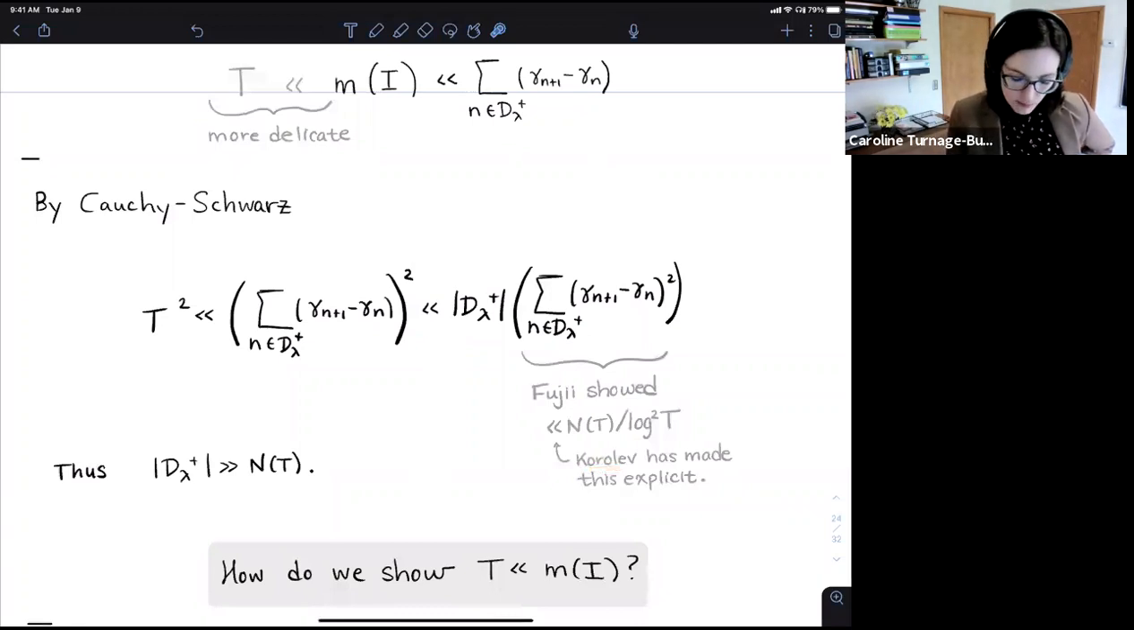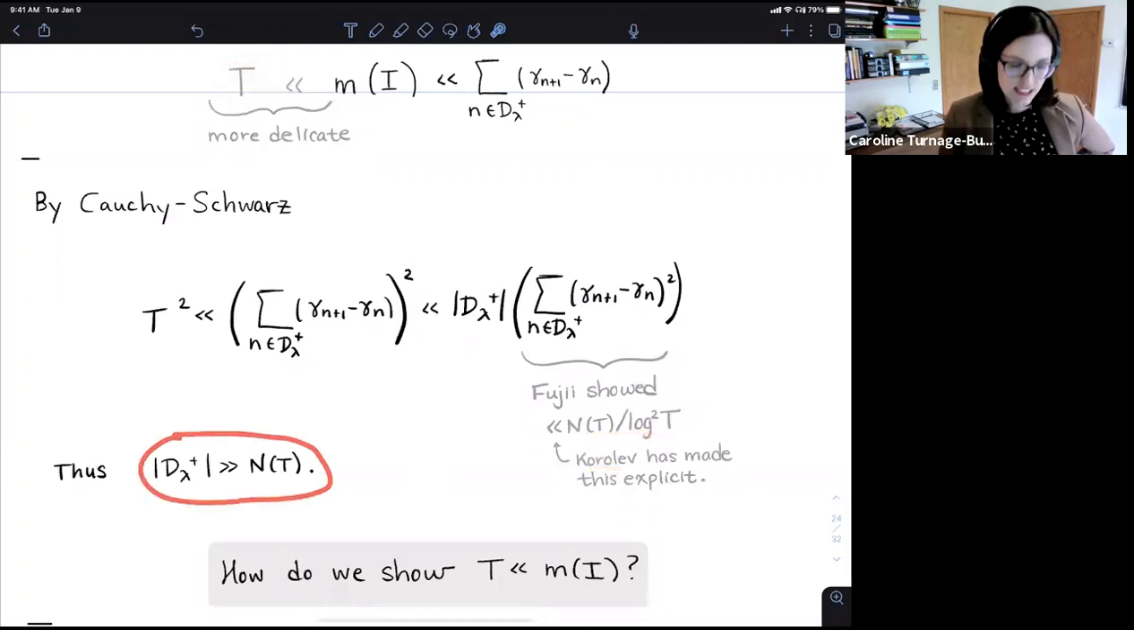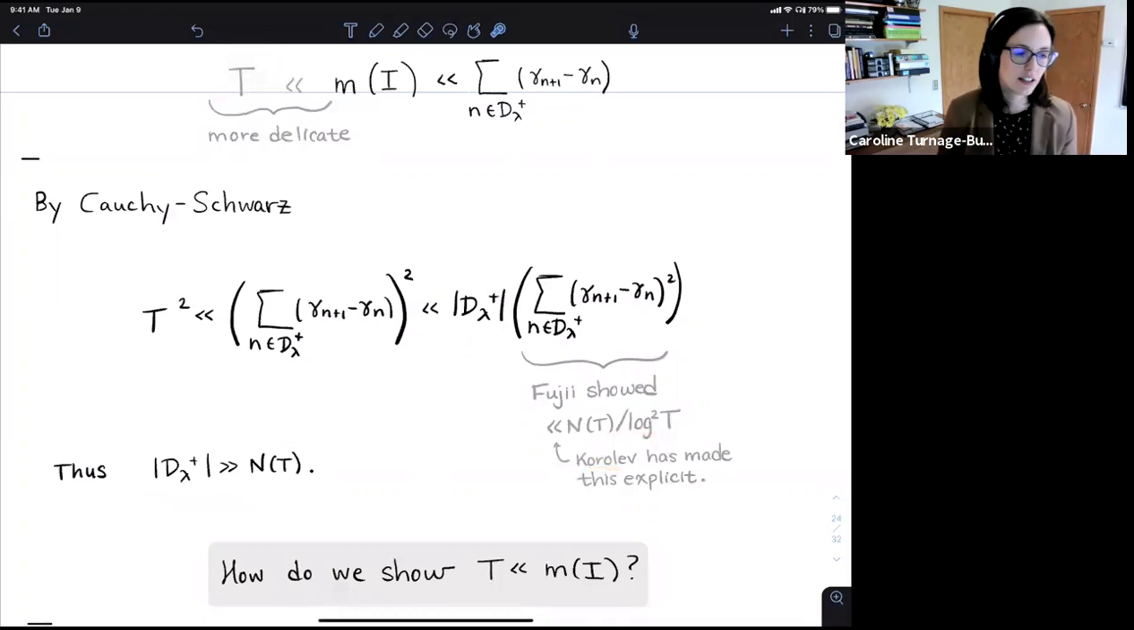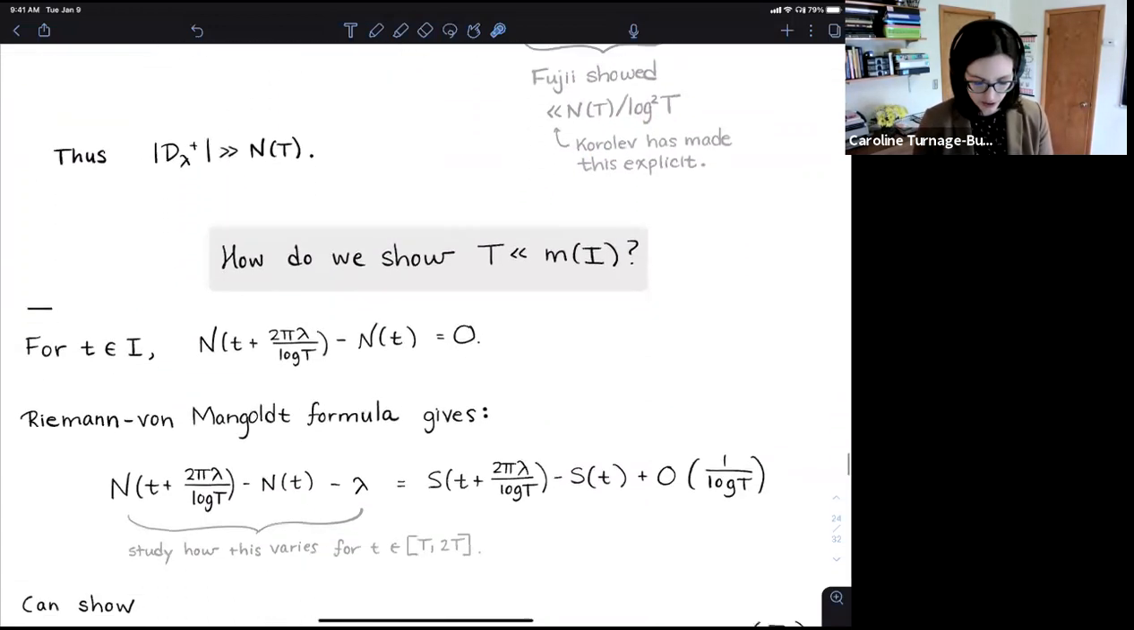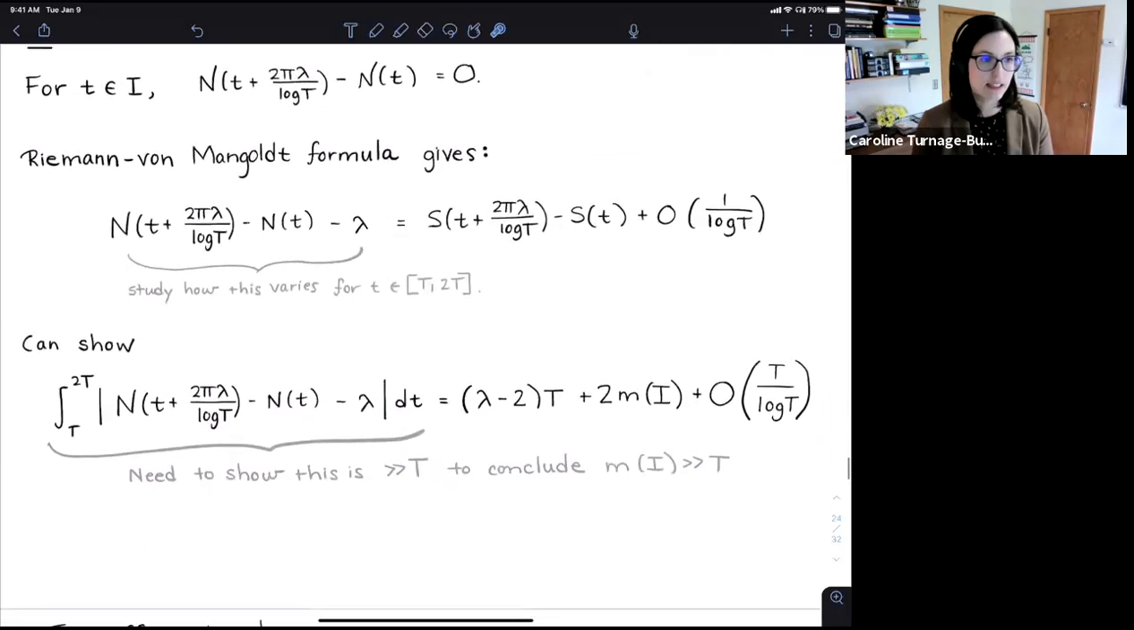But if you believe this lower bound of t and you use this result of Fujii, then just dividing, you get the number of zeros that are further apart than average is greater than n of t. But the cool part here is really showing that the measure of this interval is greater than t. All right, so how do we do that? That's the input that we need.